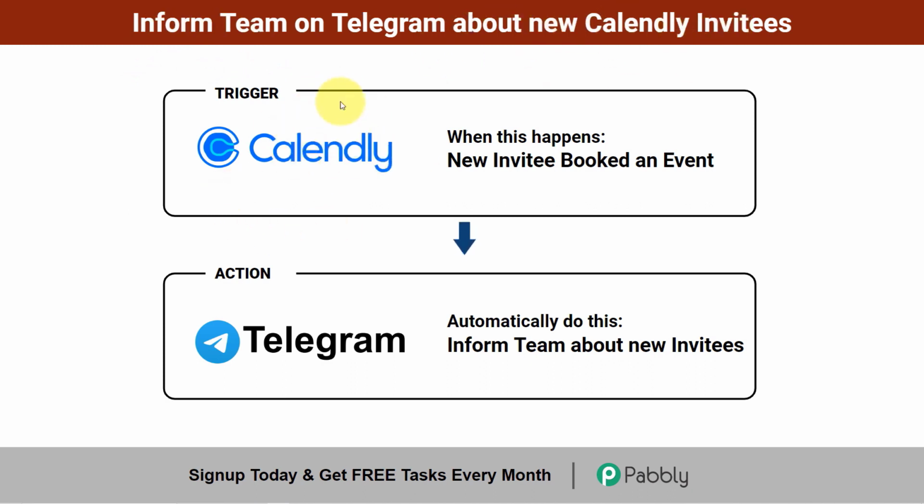So here, firstly, I'm going to integrate Calendly and Telegram application in such a way that whenever any new invitee books an event which you have scheduled into the Calendly, the same invitee details will be shared automatically with your team on Telegram. In this way, you do not have to manually share the invitee details with your team on Telegram, because every single invitee's details will be synced with the Telegram automatically.